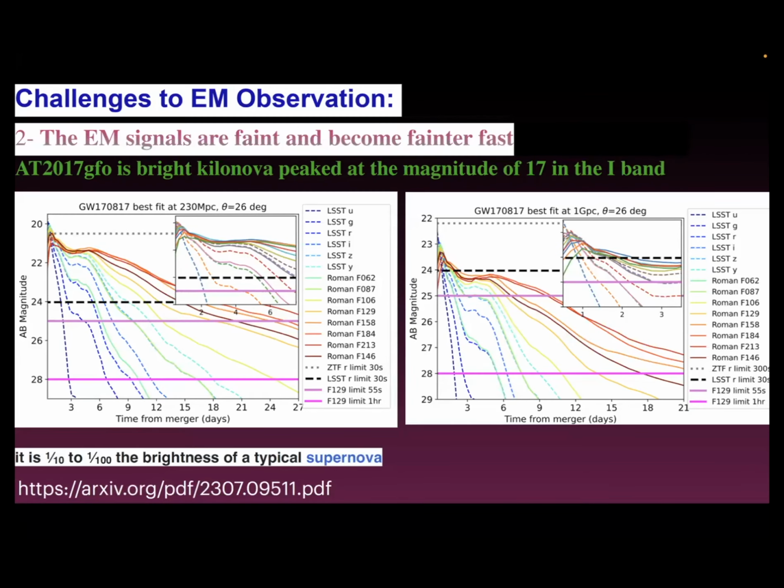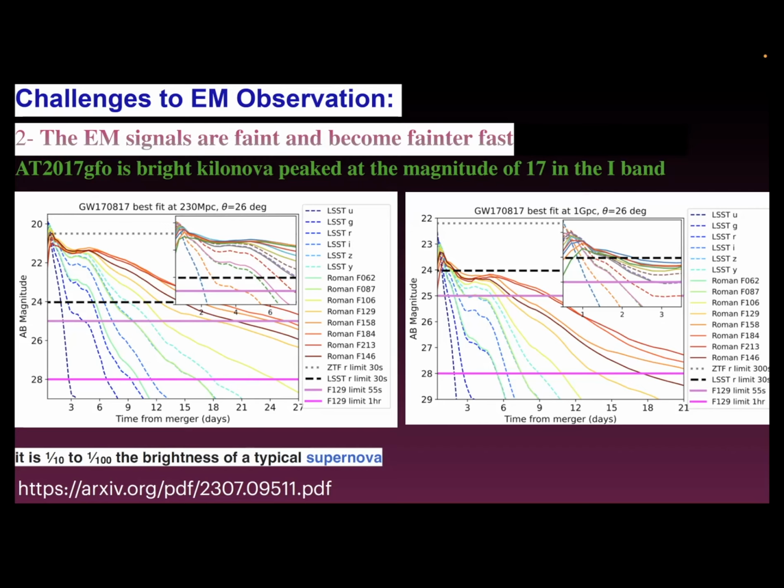Another challenge is the nature of the electromagnetic counterparts, which are faint and become fainter very fast. As you can see here is an event like GW170817 in different filters, and the peak of the light curve is less than 20, and over time it becomes faint very fast. This is for events like GW170817 at 1 gigaparsec. The peak magnitude is around 22 or less, depending on the filter, and it goes down over time very fast.